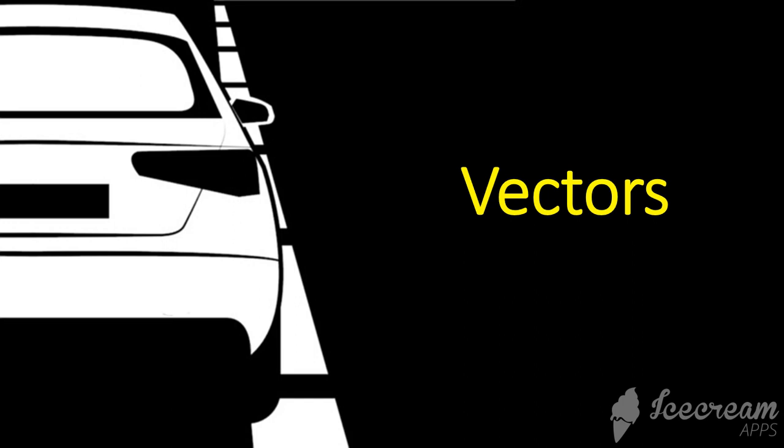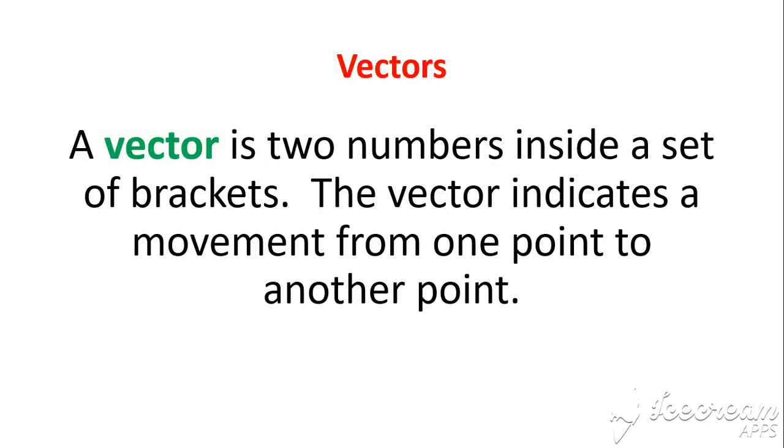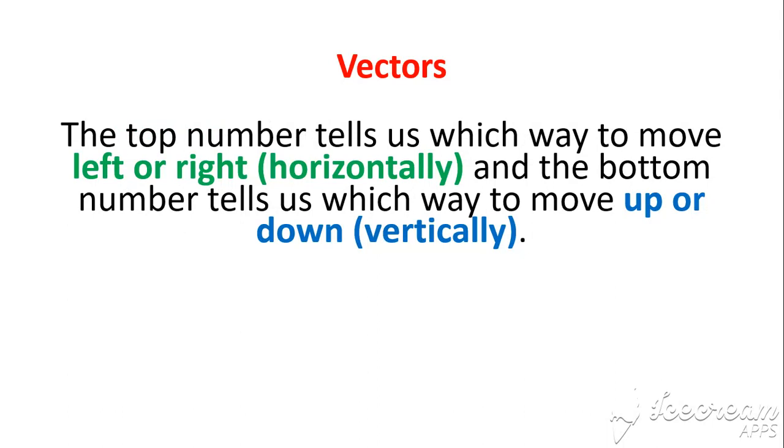In this video, we're going to chat about vectors. Now, a vector is two numbers that are inside a set of brackets. The vector indicates a movement from one point to another. Now, we've come across two numbers inside brackets before called coordinates, and we put the two numbers side by side and we put a comma in between. But in vectors, we put one number on the top and one number on the bottom. So the top number tells us which way to move, left or right, horizontally, and the bottom number tells us which way to move, up or down, vertically.